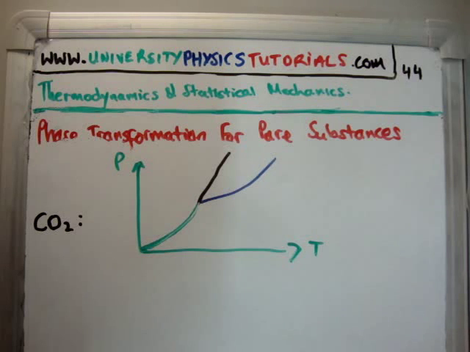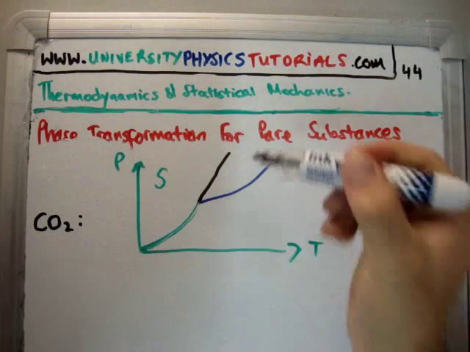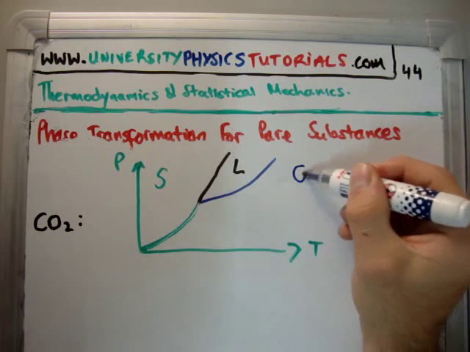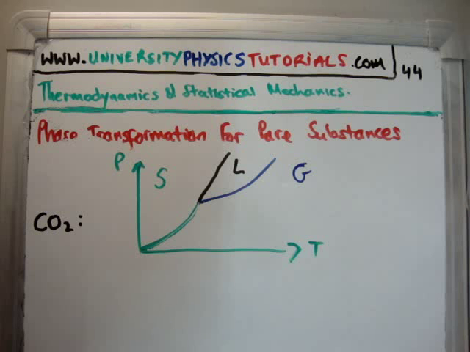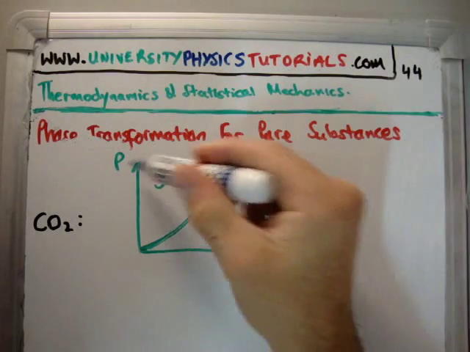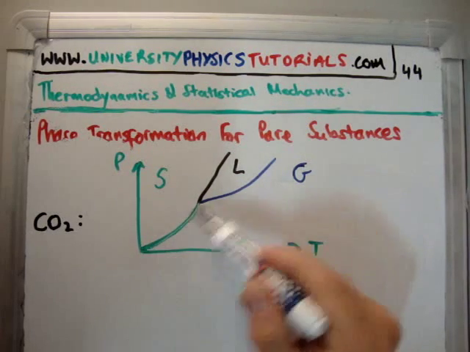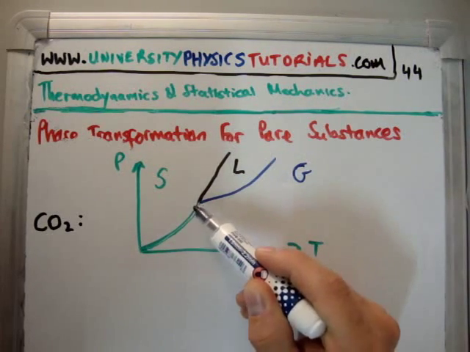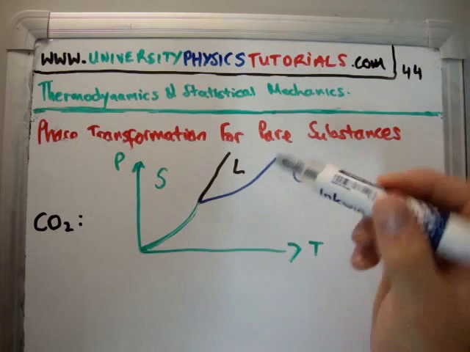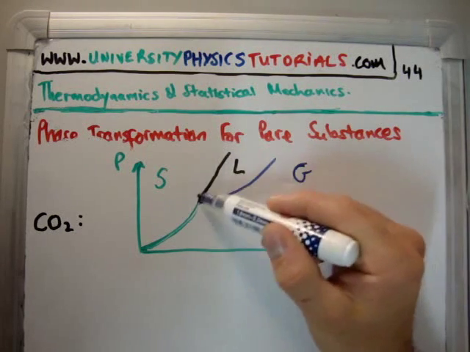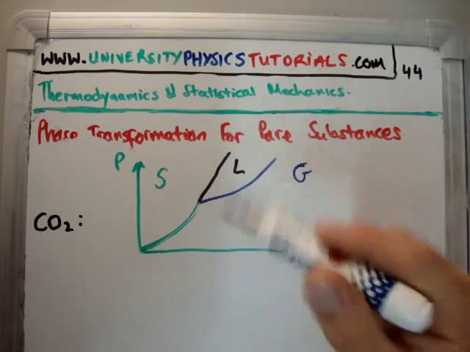On the green, this area here is where it is a solid. This area here is where it is a liquid. And this area, and all to the right of that, is where it is a gas. I said the lines on a phase diagram represent the equilibrium phases. So if you could vary the pressure and temperature to follow this line up, from here to here your CO2 would be in equilibrium between its solid and gas phase, from here to here between solid and liquid phase. So you'd have both liquid and gas existing together at the same point at the same time.